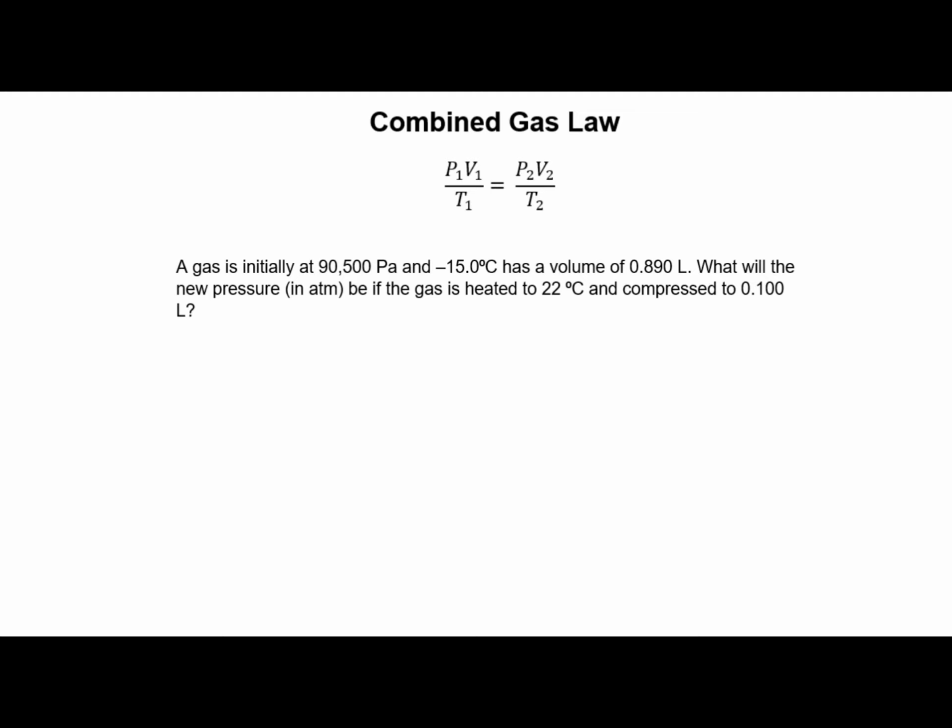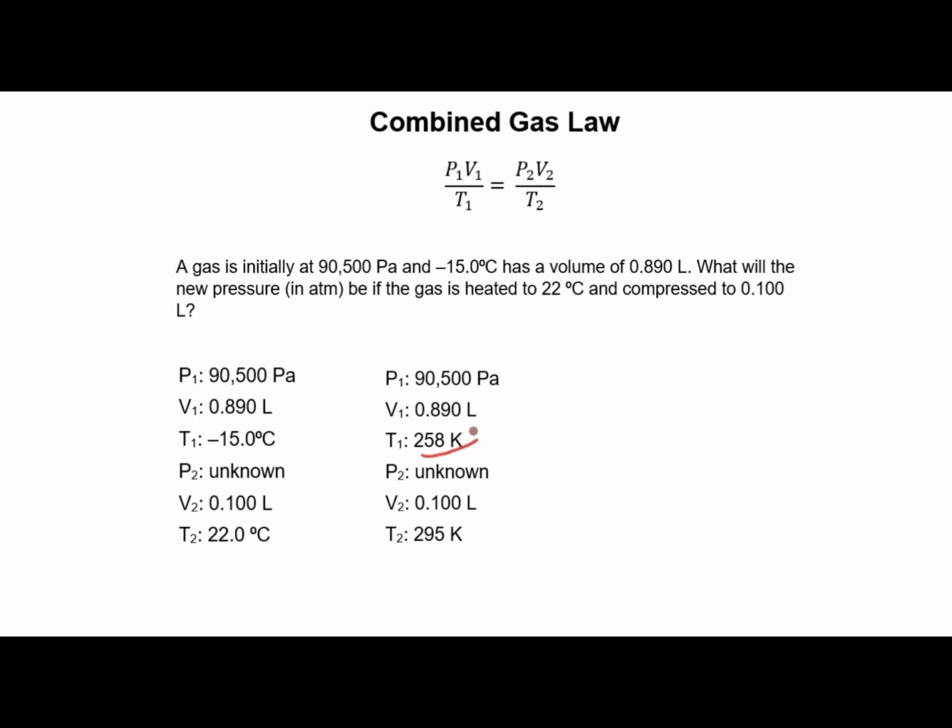We have quite a bit of information here. Let's list it out and get a little bit organized. Okay, here is our list of everything we know. We know our initial pressure, initial volume, and initial temperature. We do not know the new pressure. However, we know the new volume and the new temperature. Just like with Charles's law, our temperatures need to be converted into Kelvin. So let's do that conversion. Here we go. You can see that both of my temperatures are now in Kelvin.